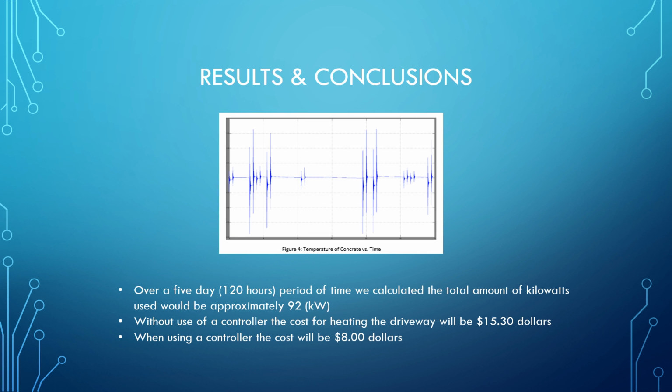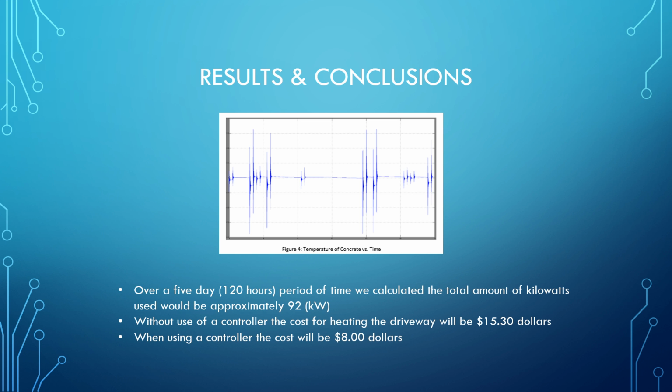So our last figure is right there. It's the figure of the temperature of the concrete versus time. You can't really see the numbers on the graph very well, but our temperature varied by 0.03. That shows us that our PID controller was really accurate and really good.